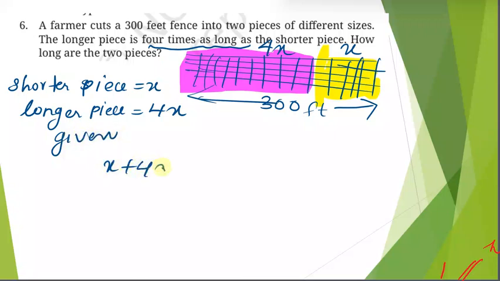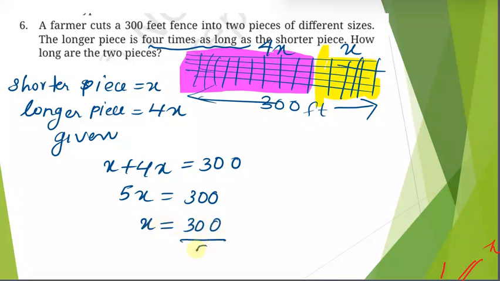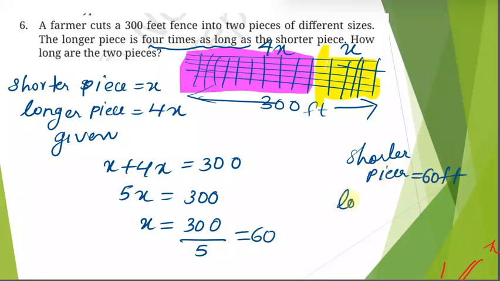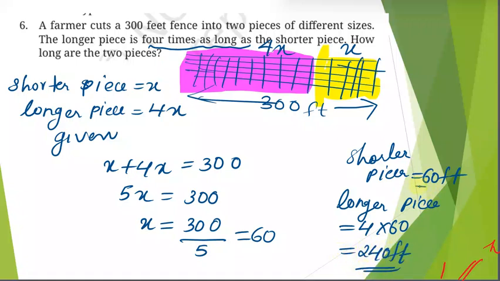So x plus 4x is equal to 300. That is 5x is equal to 300. So 5x is equal to 300 means x is equal to 300 by 5, which gives you 60. That means the shorter side is 60 feet. The shorter piece is 60 feet and the longer piece is how much? 4 times 60, that is 240 feet. Got the idea? So this is how we find the length of the fence.